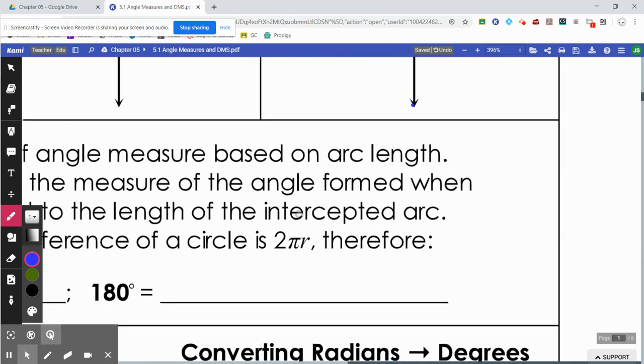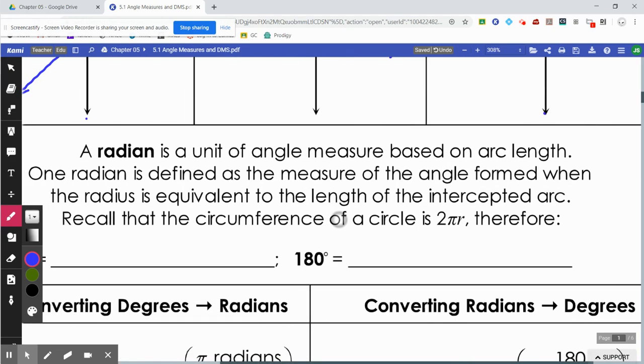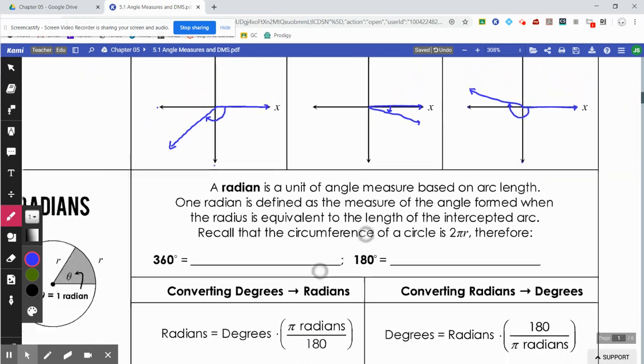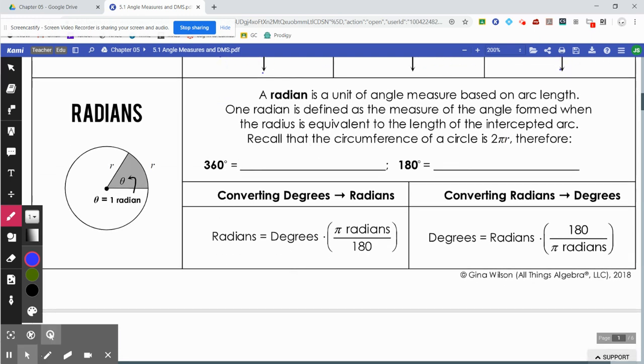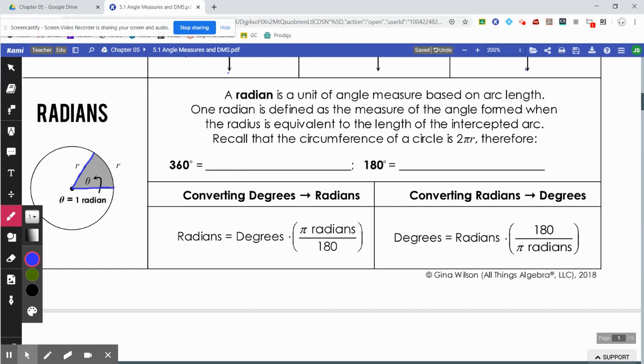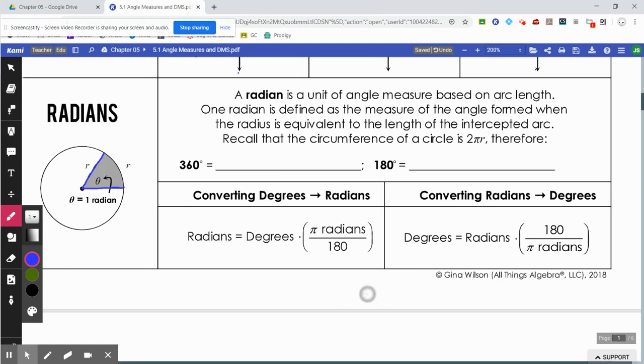Okay, next up we're going to measure angles in a little bit of a different way. We're going to measure them with what's called a radian. And you see here an example of about how big a radian measure is. Let's just read the definition. A radian is a unit of angle measure based on arc length. 1 radian is defined as the measure of the angle formed when the radius is equivalent to the length of the intercepted arc. Recall that the circumference of a circle is 2 pi r.